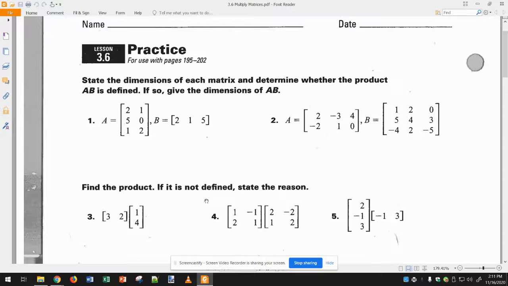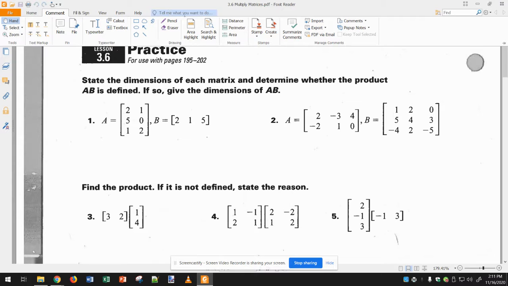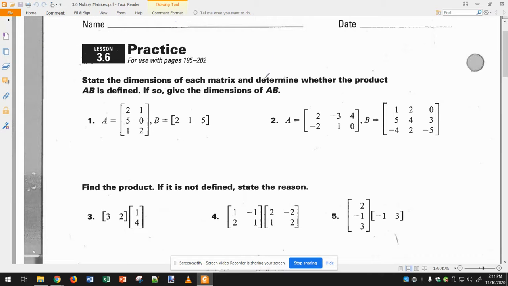So in this video, I'm going to go through 3.6, which is multiplying matrices. The key here is that we need to figure out the dimensions of each matrix and determine whether the product is defined, so whether the product is possible.